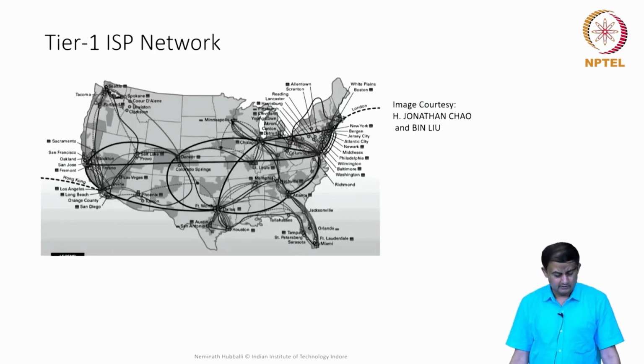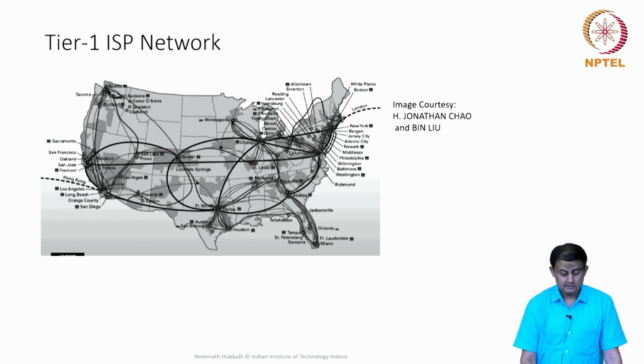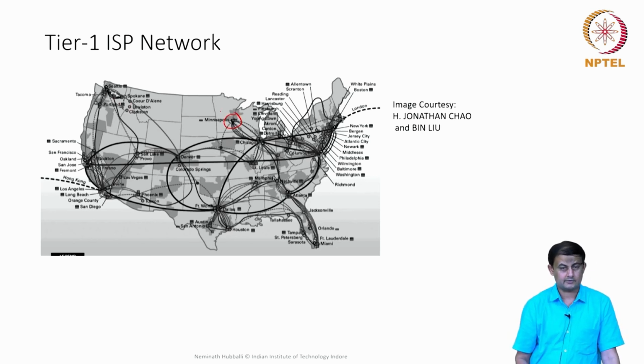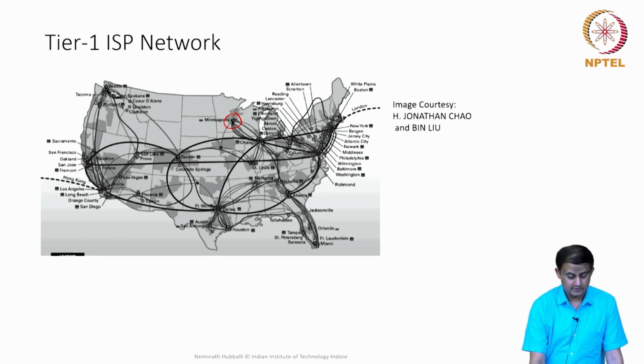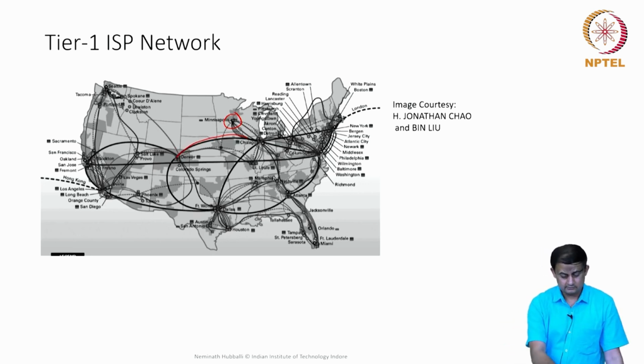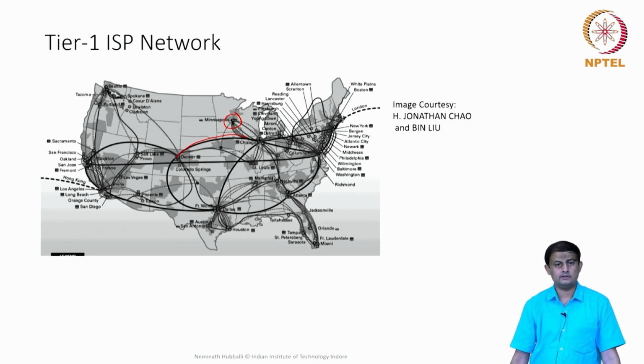Here is a sample of one of the internet service provider networks, showing how their backbone links look. Whatever you see as a dotted line here, these are called points of presence or exchange points. And this one is the link, and they have links scattered all over the US network. Through these points of presence, they provide connectivity to the other tier 2 internet service providers.